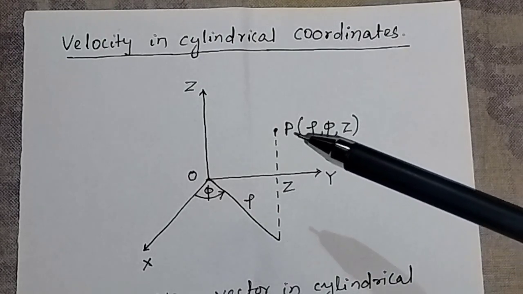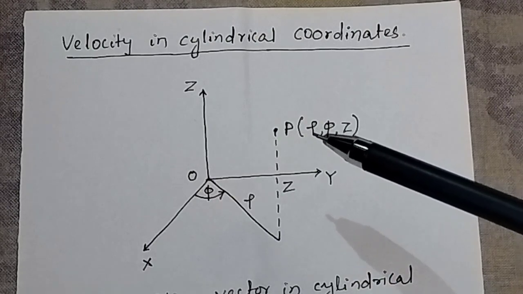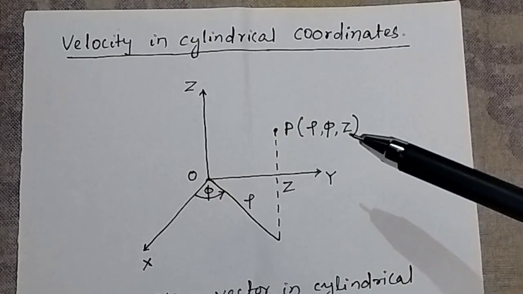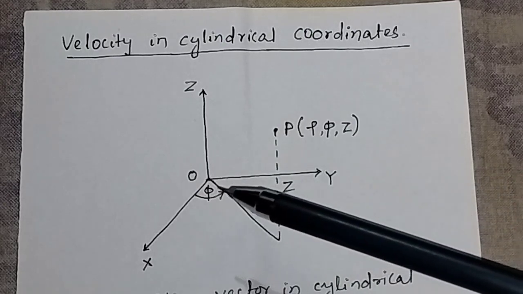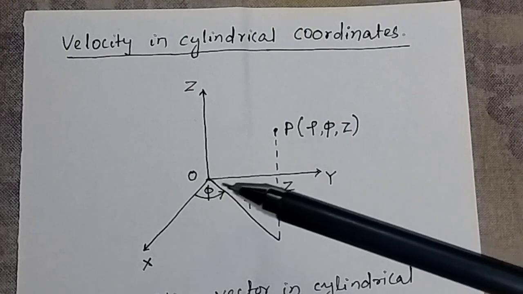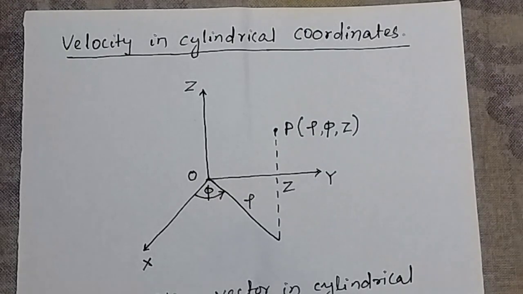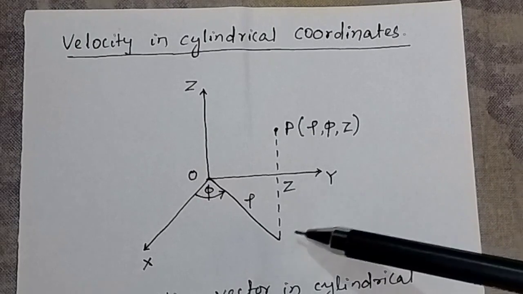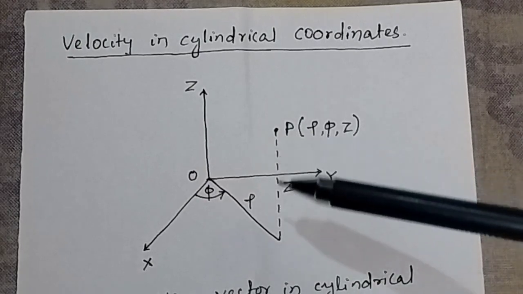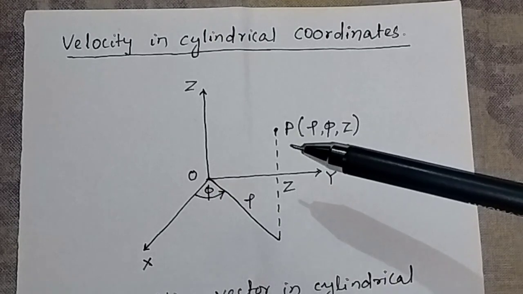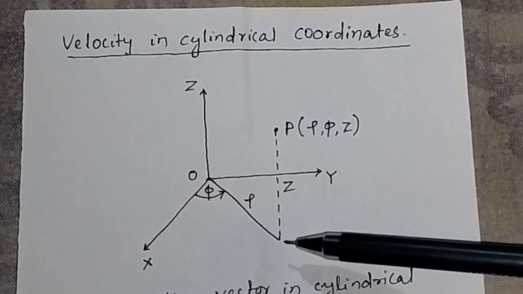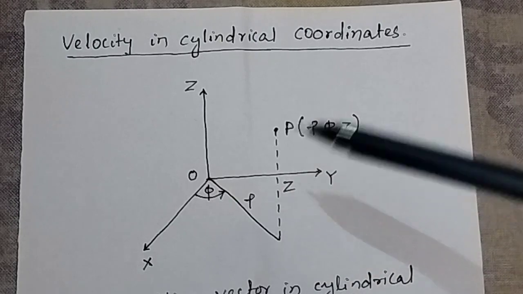Suppose you have a point P and you have three coordinates: rho, phi, and z. This rho is your radial distance and phi is your azimuthal angle, or you may say the angular variation, and this is your z coordinate, which we generally call the meridional coordinate. This is the change in the meridian.